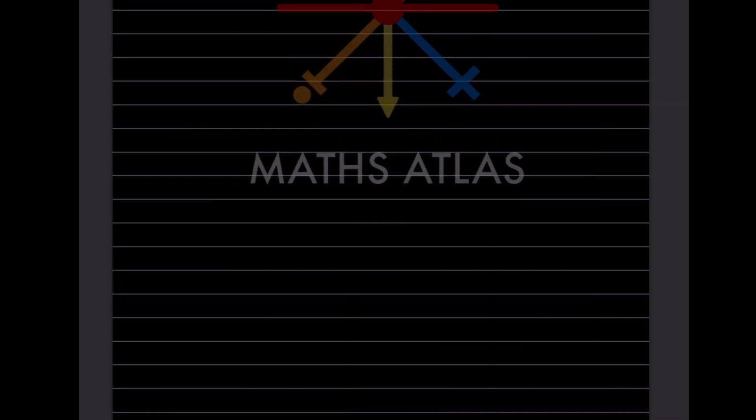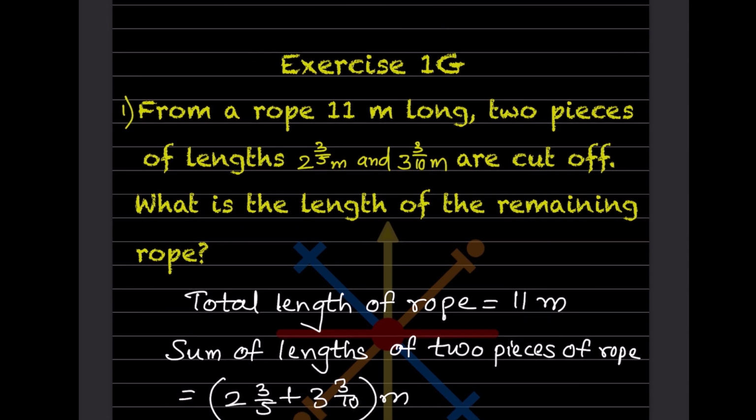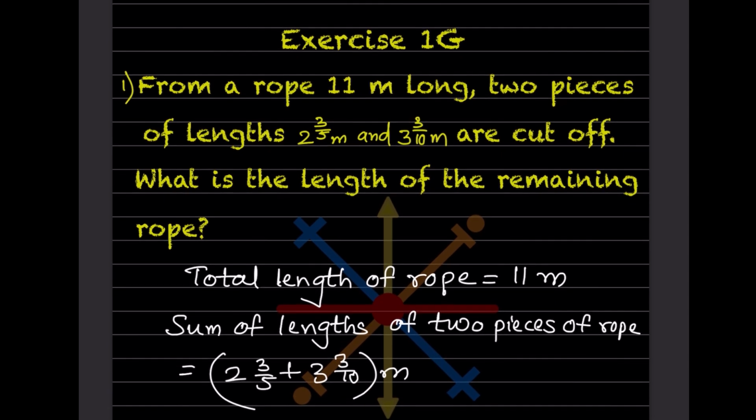So now we will go for the next one, that is exercise 1G. From a rope 11 meters long, two pieces of length 2 integers 3 by 5 and 3 integers 3 by 10 meters are cut off. What is the length of the remaining rope? So from a rope 11 meters long means the total length is given as 11 meters. Because this is a word problem, we have to write this statement: total length of rope is 11 meters.